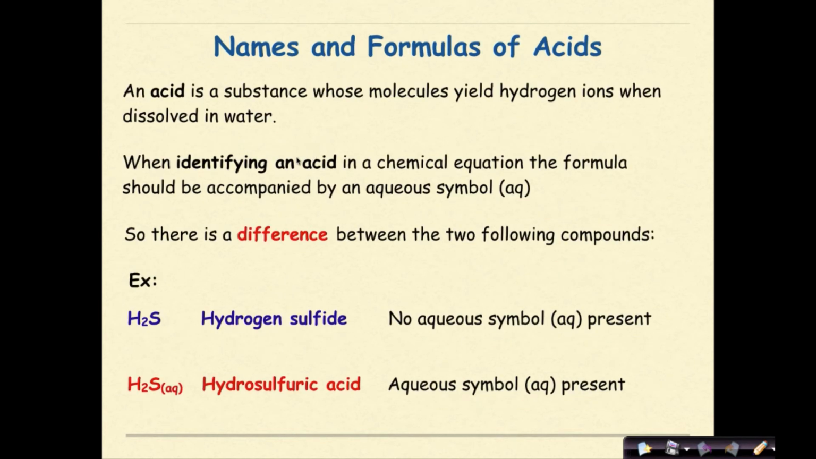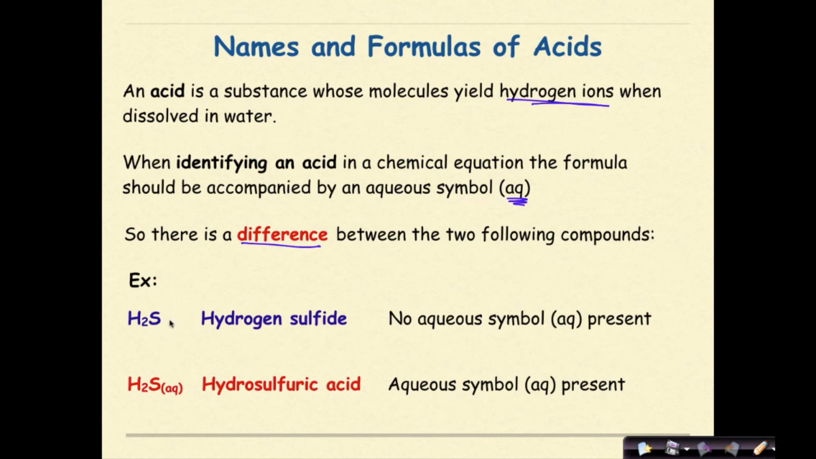Names and formulas of acids. An acid is a substance whose molecules yield hydrogen ions when dissolved in water. And we'll get into acids in much more detail in the future, but we're just going to look at a basic definition right now. When identifying an acid in a chemical equation, the formula should be accompanied by an aqueous symbol, (aq). So there is a difference between the two following compounds.